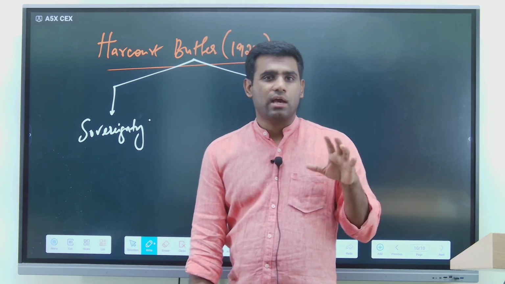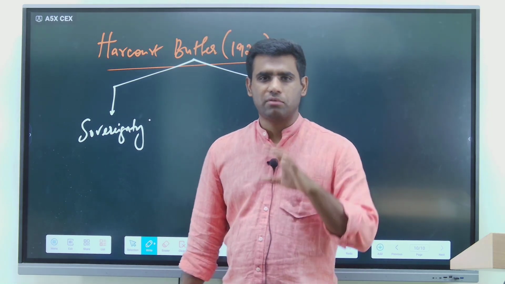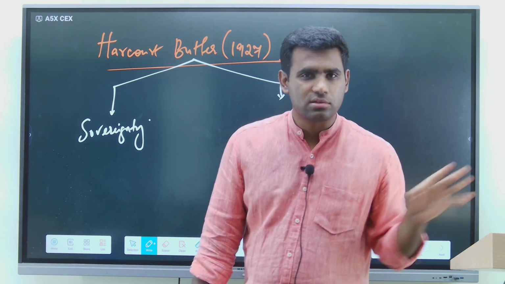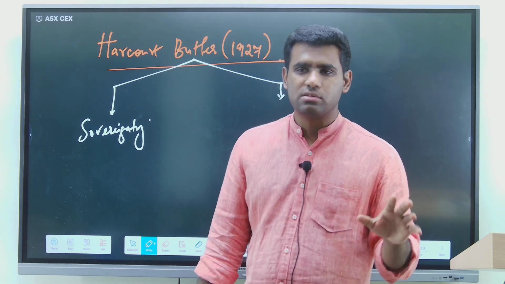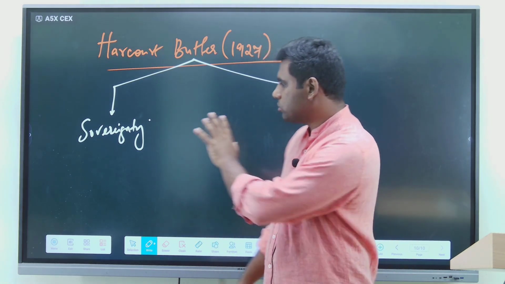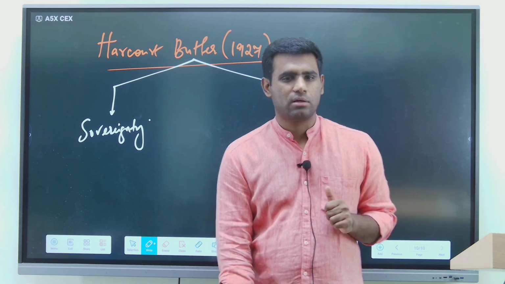To what extent can the British government interfere with the internal affairs? The committee was very clear. The British can go to any lengths. It can just go for complete interference, subverting the internal autonomy of the princely rulers. That was the answer given by the Harcourt Butler Committee, right?